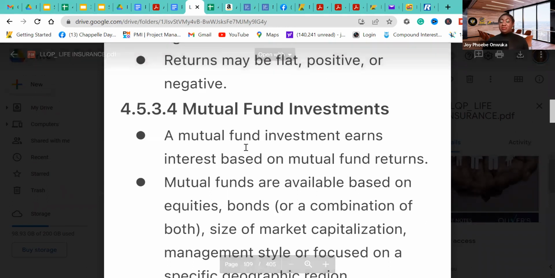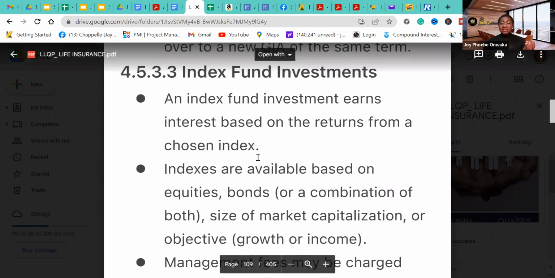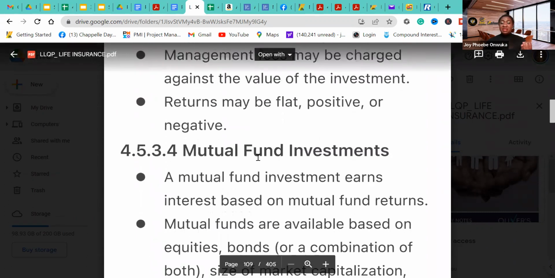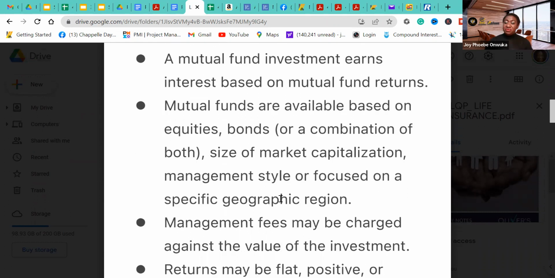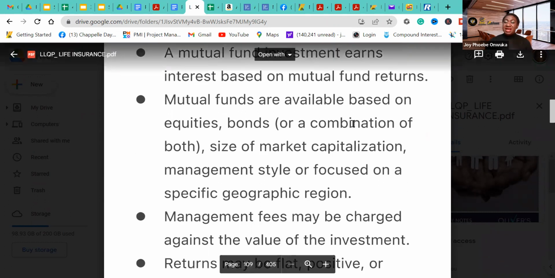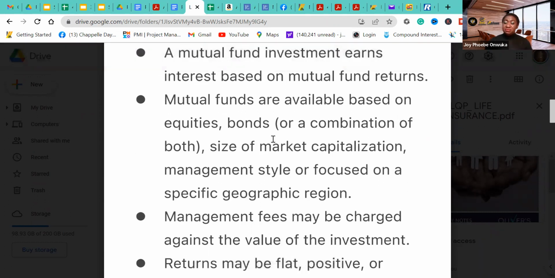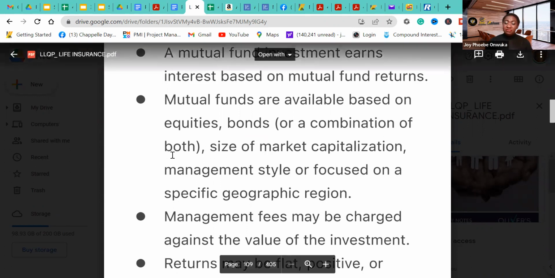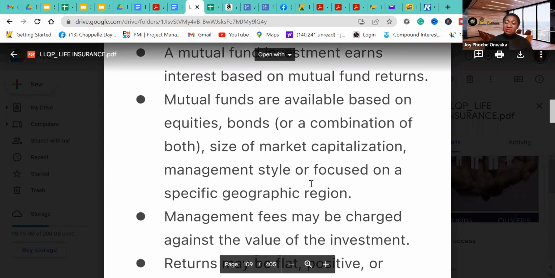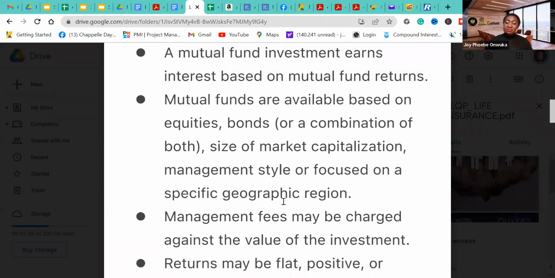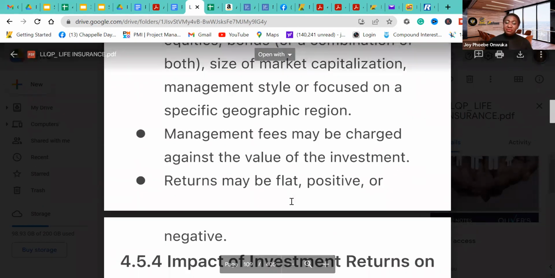Then another investment option is mutual funds. Remember, we're looking at investment options. We've looked at VUL, we've looked at index funds investment, and now we are looking at mutual fund investment. A mutual fund investment earns interest based on mutual fund returns. Mutual funds are available based on equities, bonds, or a combination of both, size of market capitalization, management style, or focused on a specified geographic region.